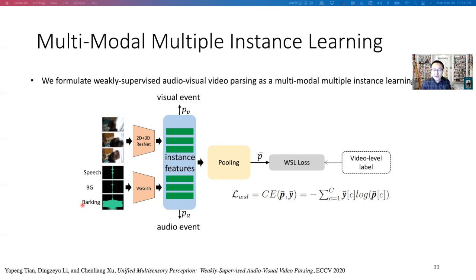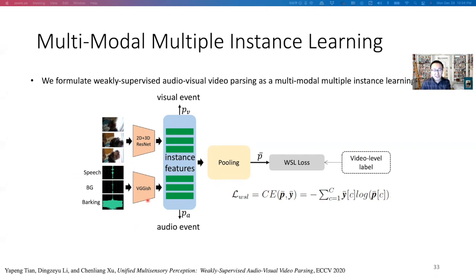During training, we can only access the bag labels. For example, here we can only know that there are speech and barking events inside the video. But during inference, we need to predict the event category, the event modality, and event boundaries.